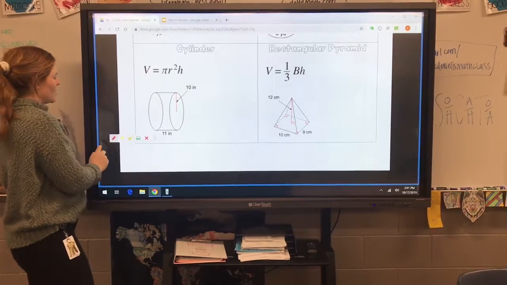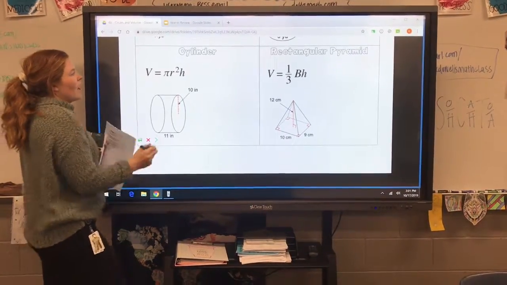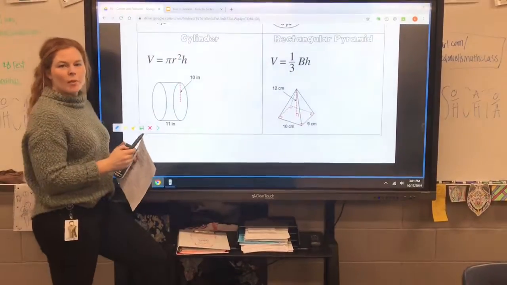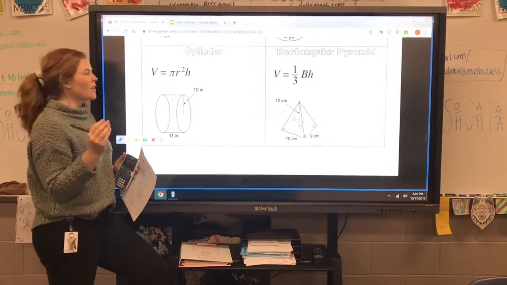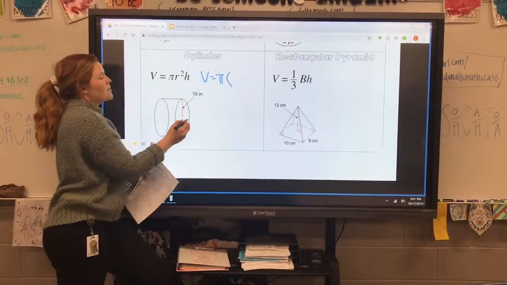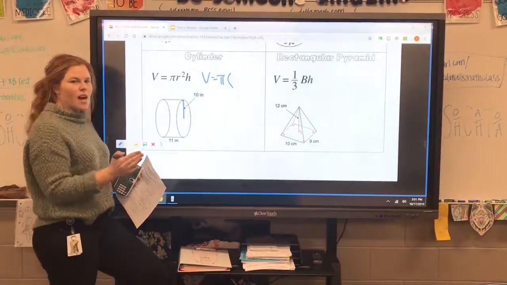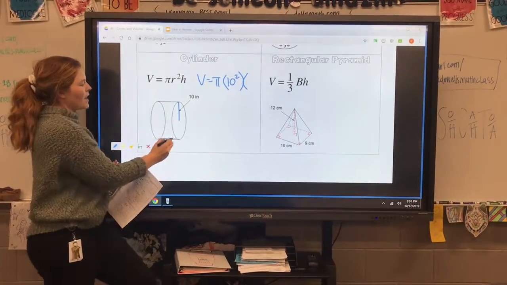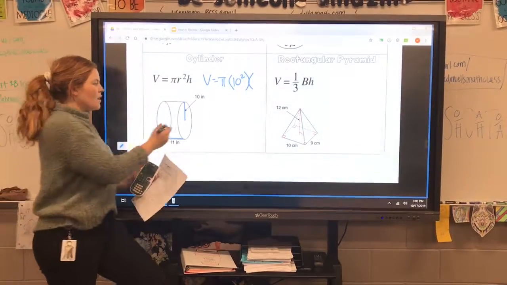To a cylinder. Again, R is radius, H is height. Very similar to the cone formula, except it's all of it. It's not just 1/3 of it. So pi times, we have the radius this time. It only goes halfway through the circle. So our radius is 10 squared. And our height connects the 2 circles together, which is 11.